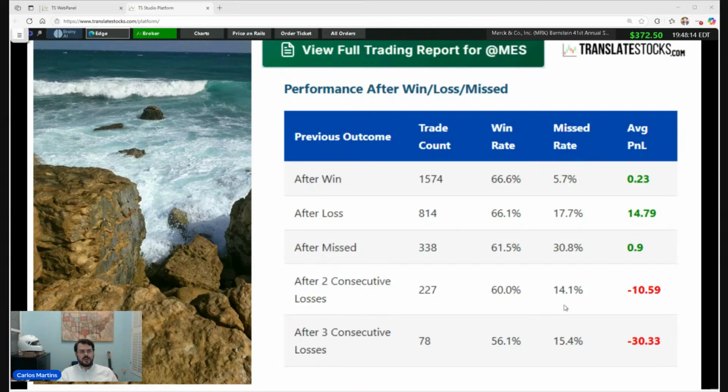And we have here another column just to measure how many orders inside these 814 were missed. So we have 17% missed after a loss, 5% missed after a win, but we still have an average P&L that's much higher after one loss. The trade that occurs after one loss has a much higher average P&L than the other kinds of trades that we have. The win rate is not changing that much for each kind of trade, but the result of that trade is considerably increasing after one loss.